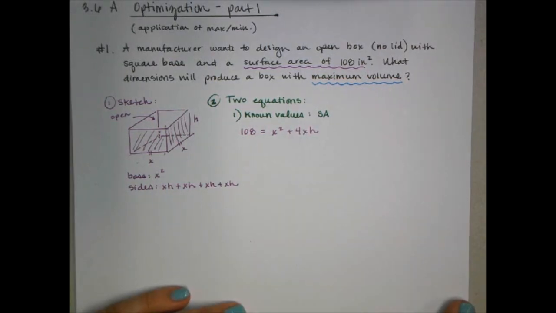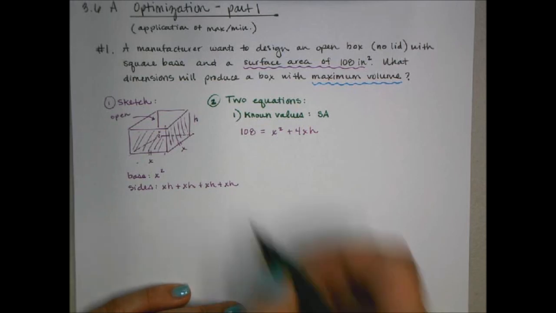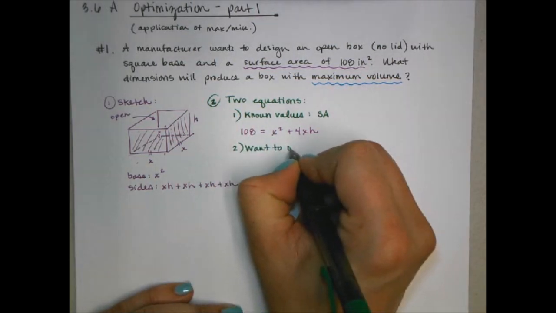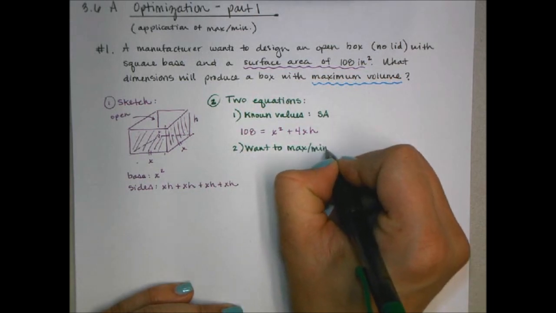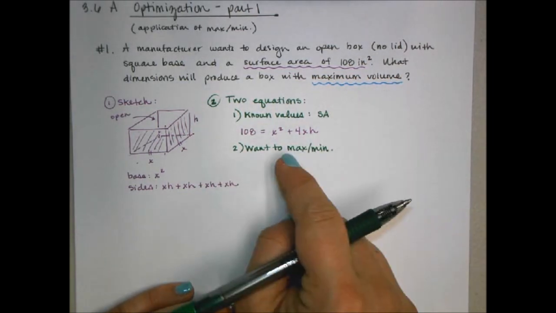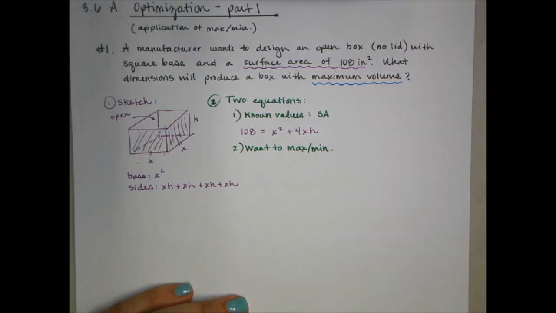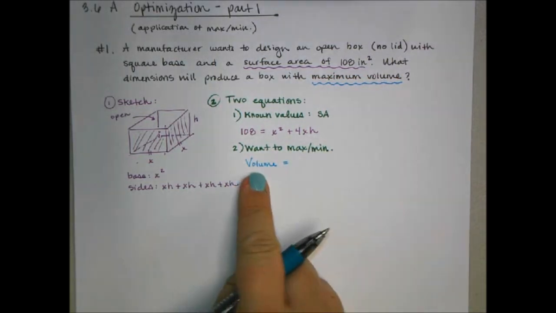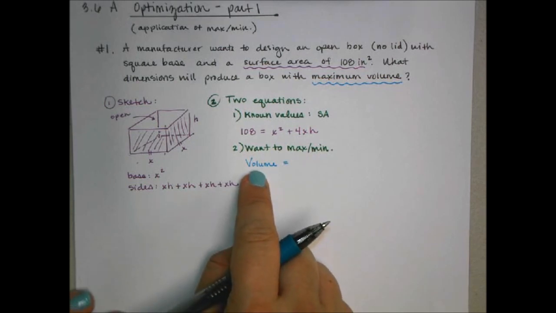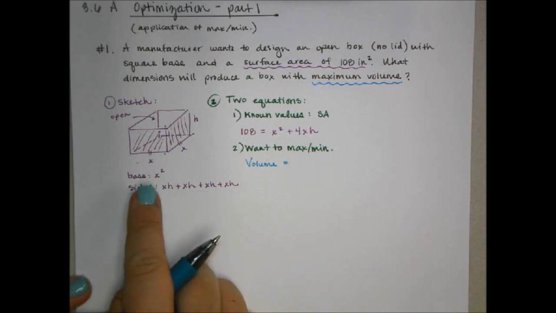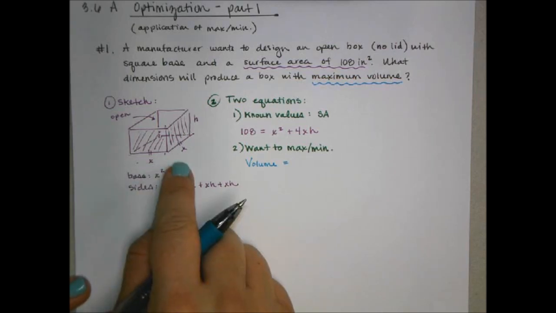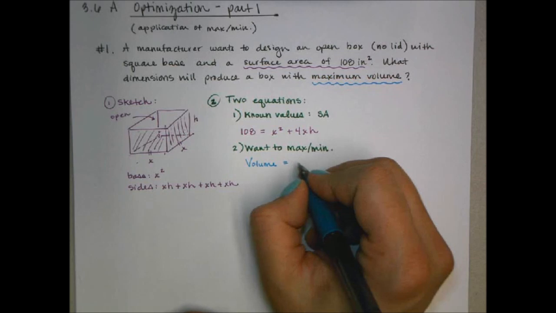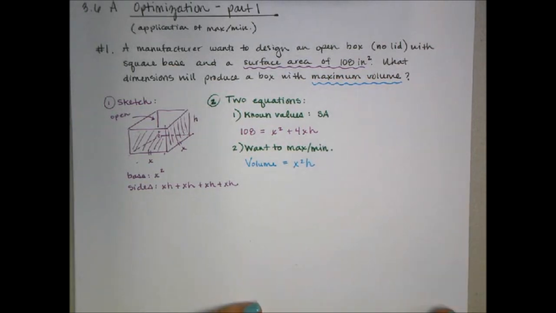All right. Our second equation is going to be what we want to maximize or minimize. And in this problem, you were told to maximize the volume of the box. So we're going to build the volume equation for the box. We don't know what this volume is. We just want it to be a maximum value. But we can write it out in terms of our x's and h's. So the volume, length times width times height, x times x times h, will give us x squared h. So we now have our 2 equations.